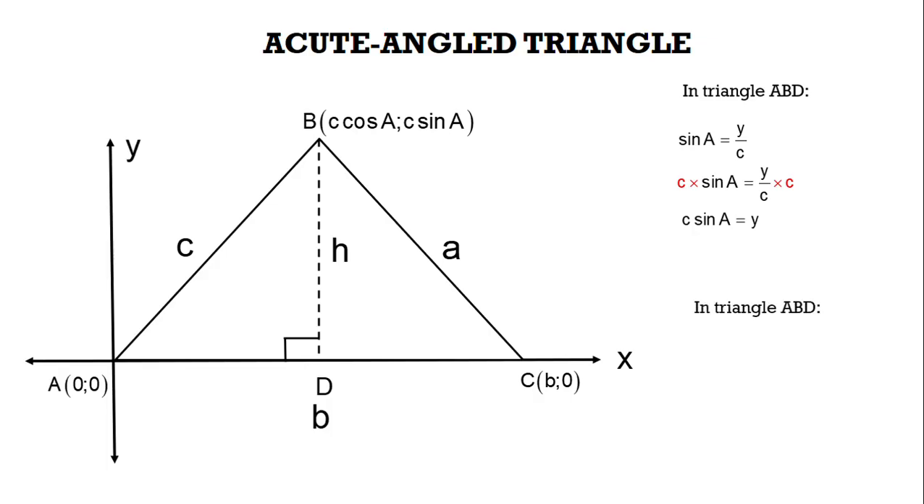Likewise, focusing on triangle ABD, we can say that cos A is equal to x over r, and again our r is c. We multiply by c on both sides, and we get that x is equal to c cos A.